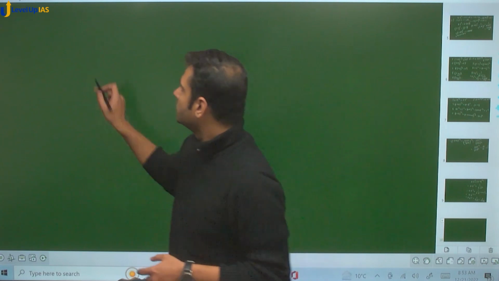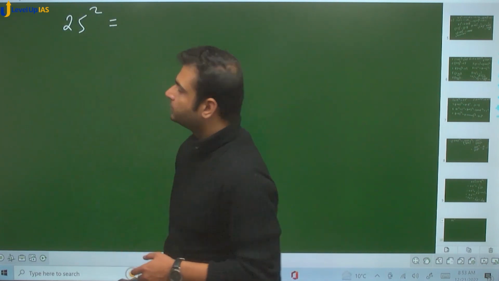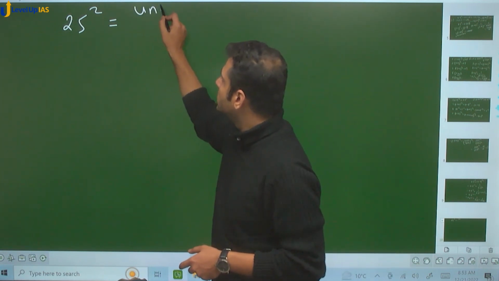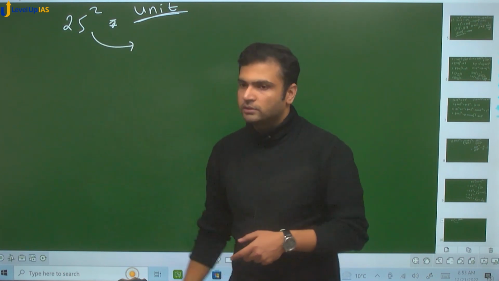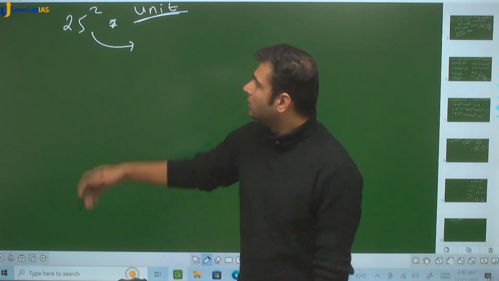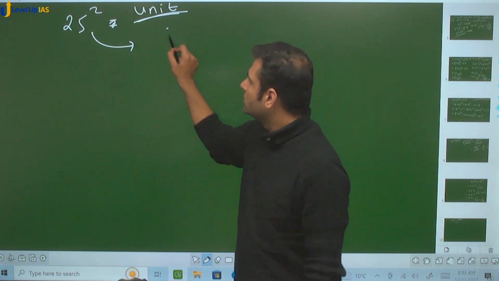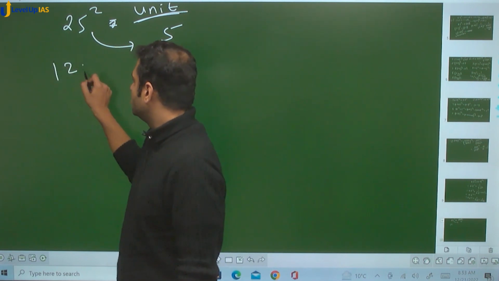For example, what would be the units place in this particular number? I am talking, I need only units place, no other place. I am not worried about anything else. 5. How did you know? We know that square of 25 is 625. So 5. But what about 125 square?